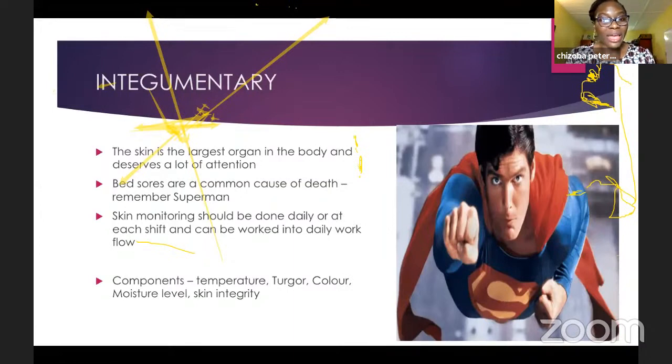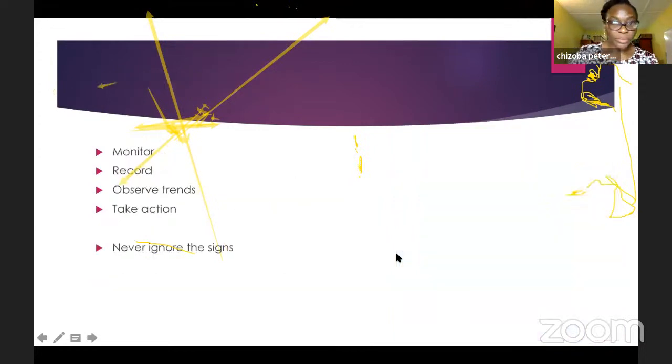Bed sores are a very common cause of death. If it could bring down Superman, it can kill anyone. Remember Christopher Reeve, he didn't die just because he had the accident. What actually ended up killing him were bed sores. So make sure you check.